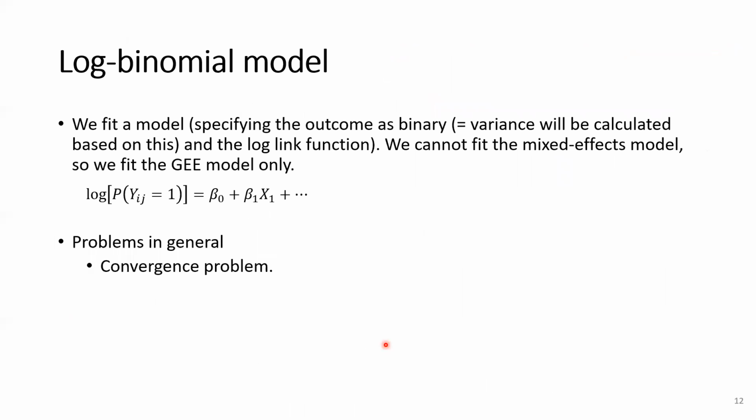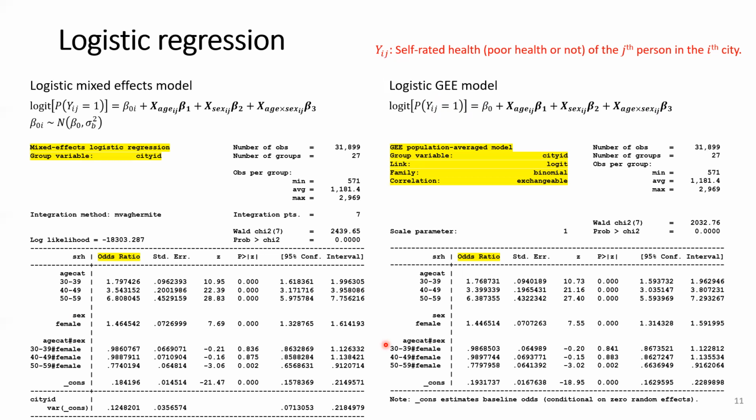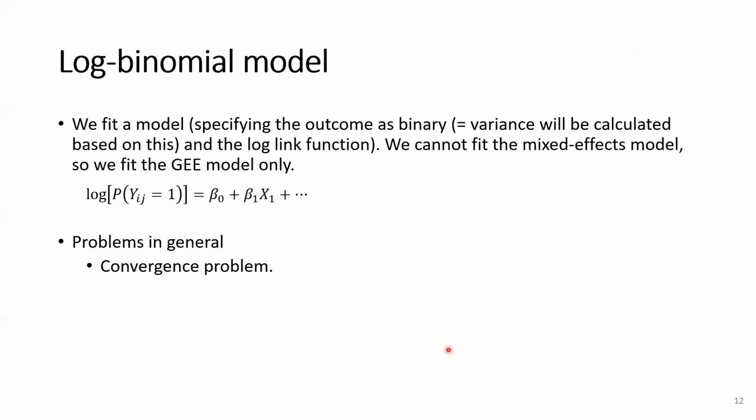But now, previously these were given by odds ratio, but we want to present in relative risk. And then the topic is what to do. So option 1 is the log binomial model. How to do so? We fit the model, specifying the outcome is binary, meaning 0 or 1. By specifying this, the variance will be calculated based on this assumption. And we use a log link function.